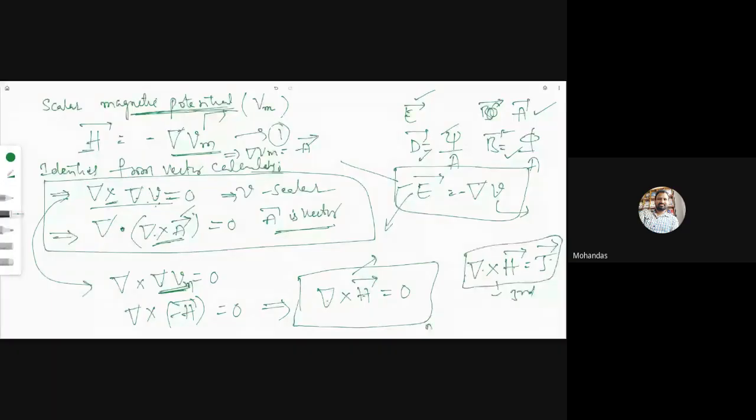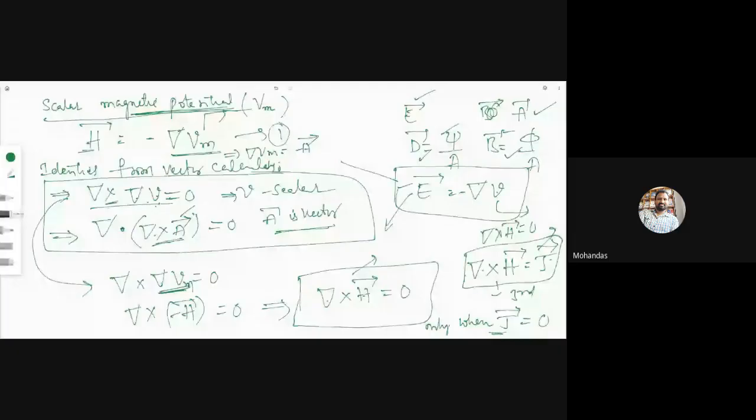To define a scalar magnetic potential, which term must be 0? Only when J equal to 0. Then we can say from Maxwell's third equation, del cross H equal to 0, so we can define the scalar magnetic potential, that the current density is 0.